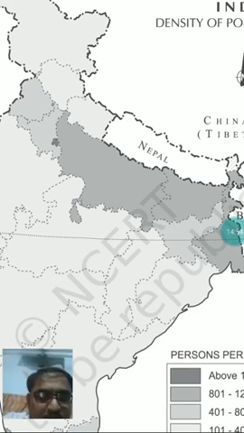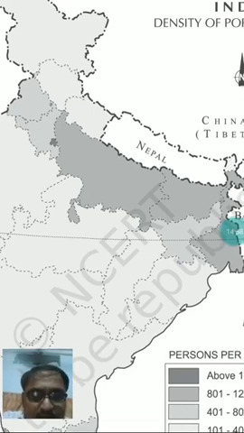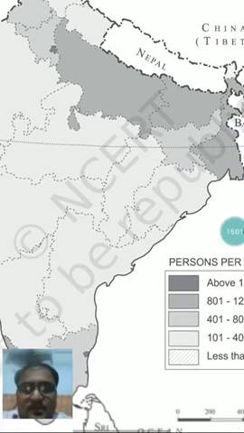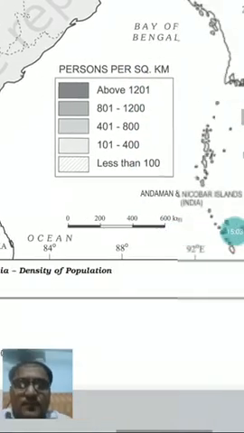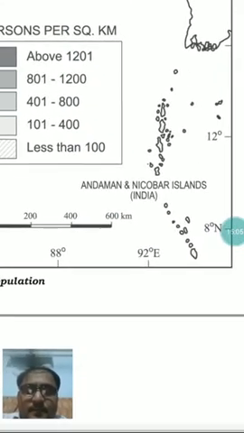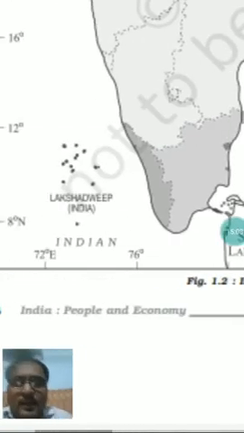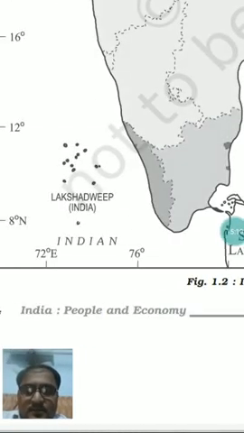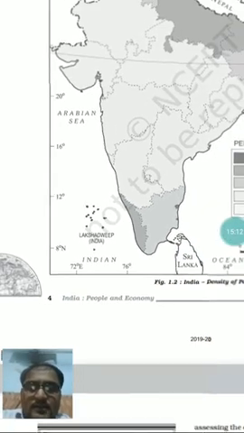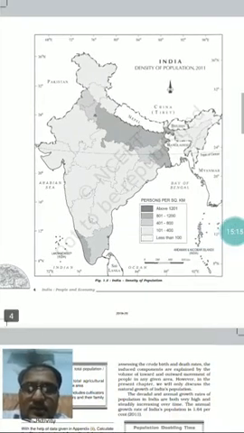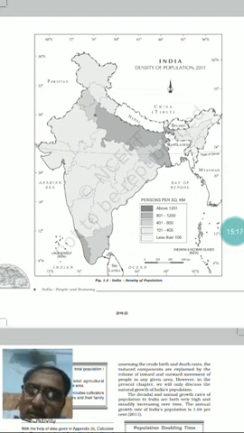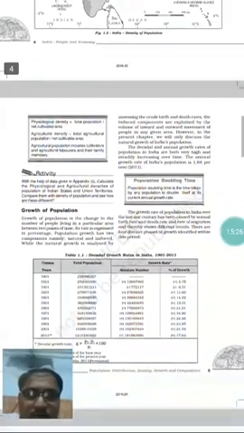these states have relatively low density, while the UTs, excluding the Andaman and Nicobar Islands and Lakshadweep Islands. There are 9 UTs now. The Andaman and Nicobar and Lakshadweep have less density, so these are less densely populated UTs. Otherwise, all the other UTs have comparatively higher density of population. So you have now got the figure.